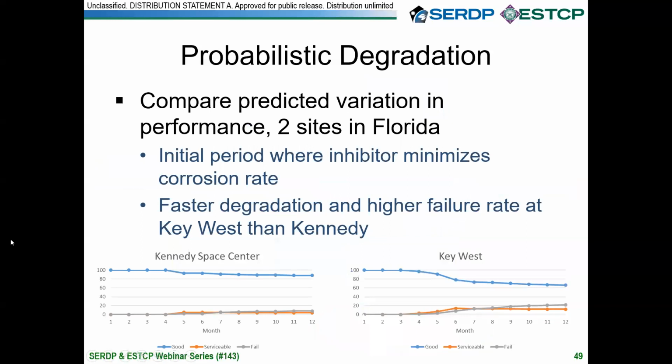After you iterate over enough timestamps, you can get a curve like this to look at the probability of degradation over time. Here we're considering 2 sites in Florida, which we know are very different in both environment and corrosion behavior. Using the actual weather data for each site, we can get a different prediction for how the same sample would degrade over time, with Key West being more stressful for the coating selected in this instance.